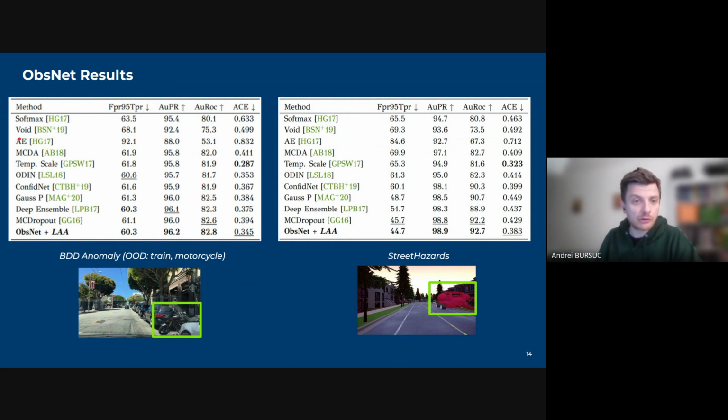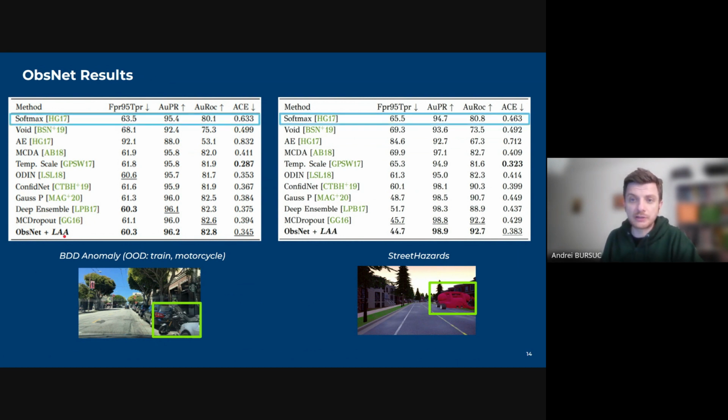A reconstruction-based method, using temperature scaling for calibration. This is a method for out-of-distribution detection called ODIN, ConfidNet. Here we have a few ensembles that we've discussed before, in particular deep ensembles and MC dropout. And finally, there's OpsNet with the local adversarial attacks.